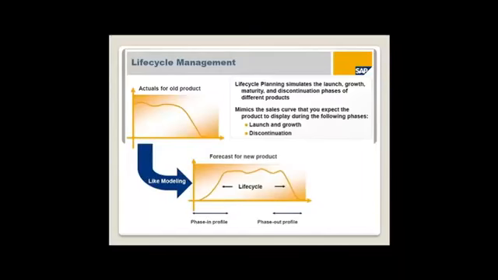Apple i5 is a new product. It doesn't have history data. So how are companies managing the forecasting process? For that, they follow a life cycle planning option.